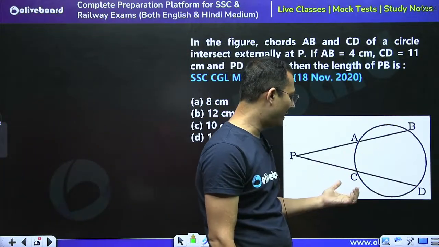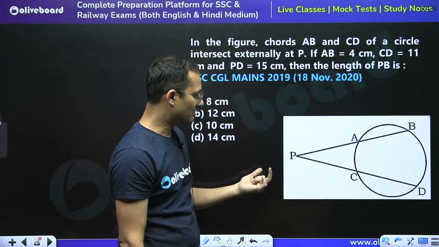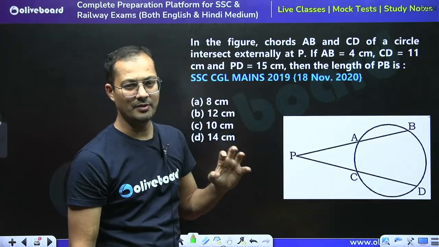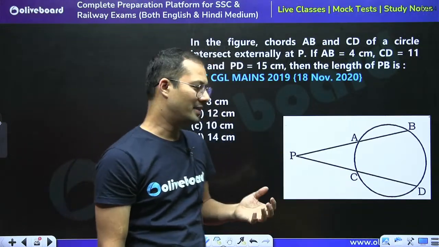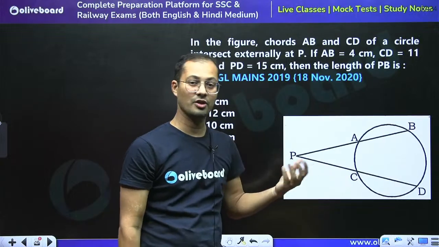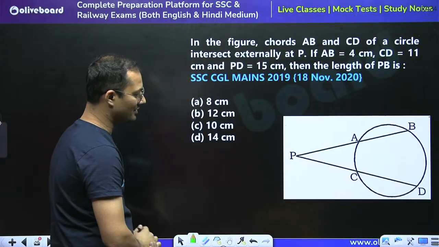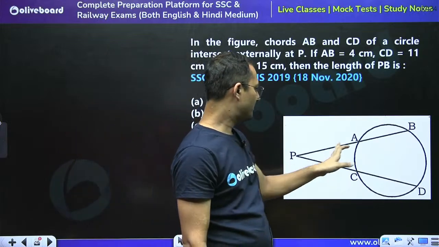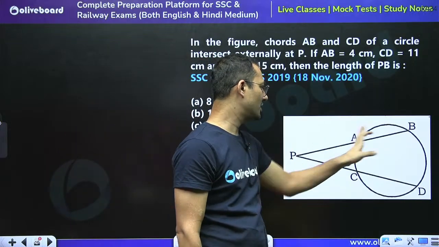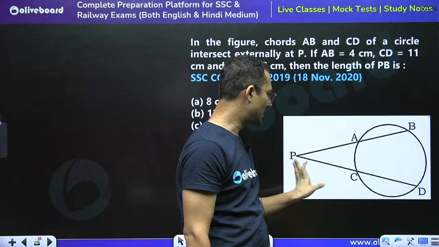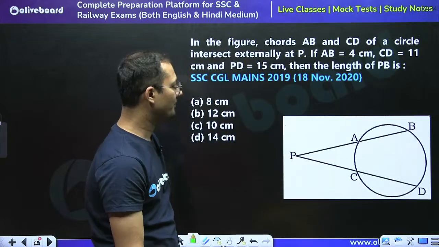Whenever you have a look at this figure, one thing will come to your mind. There are three or four formulas regarding this. So we can say that AP into BP is equal to CP into DP.